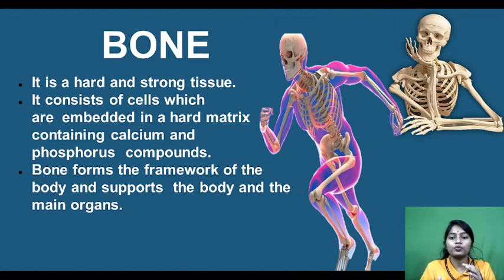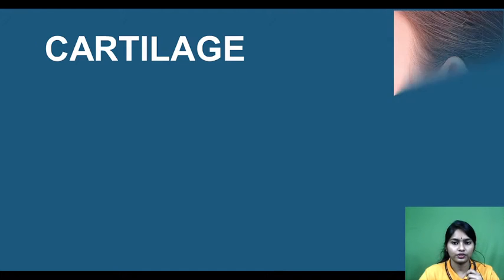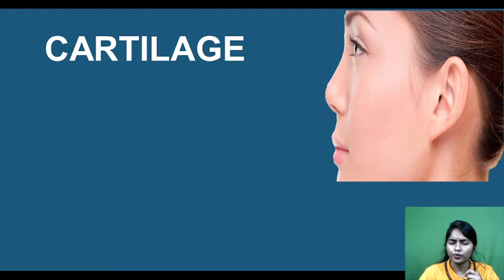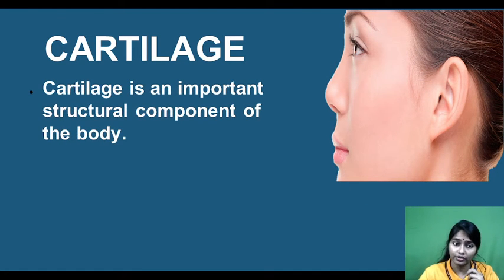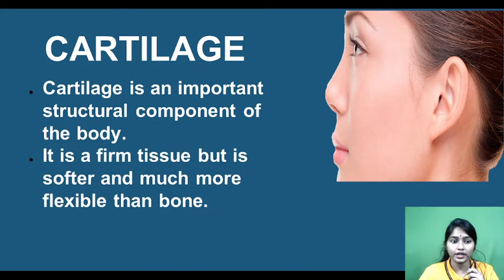Okay, it supports and maintains our body shape. Now see, next is cartilage. What is the difference between bones and cartilage? See, cartilage is an important structural component of the body. It is a firm tissue but is softer and much more flexible than bones. It is like bone, but flexible.